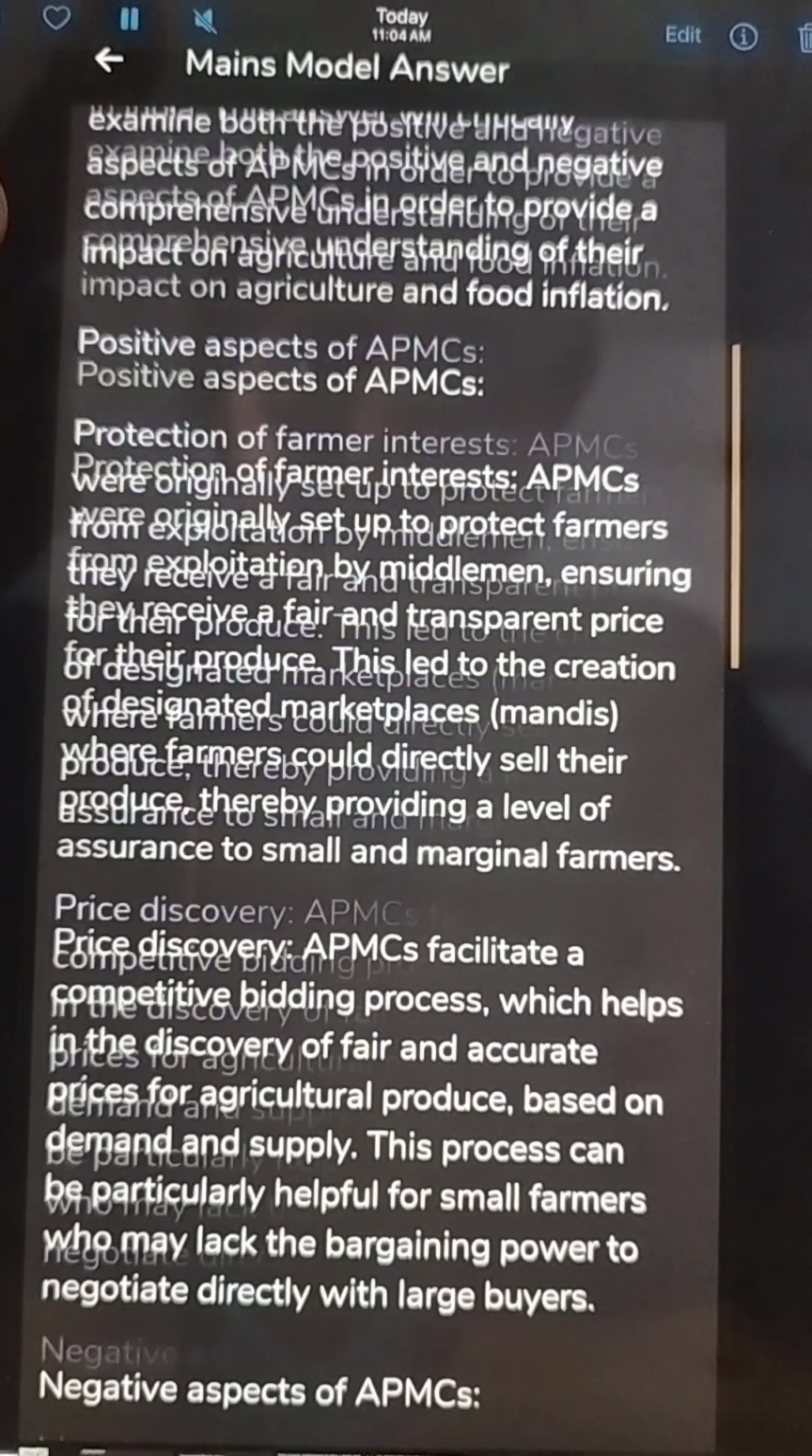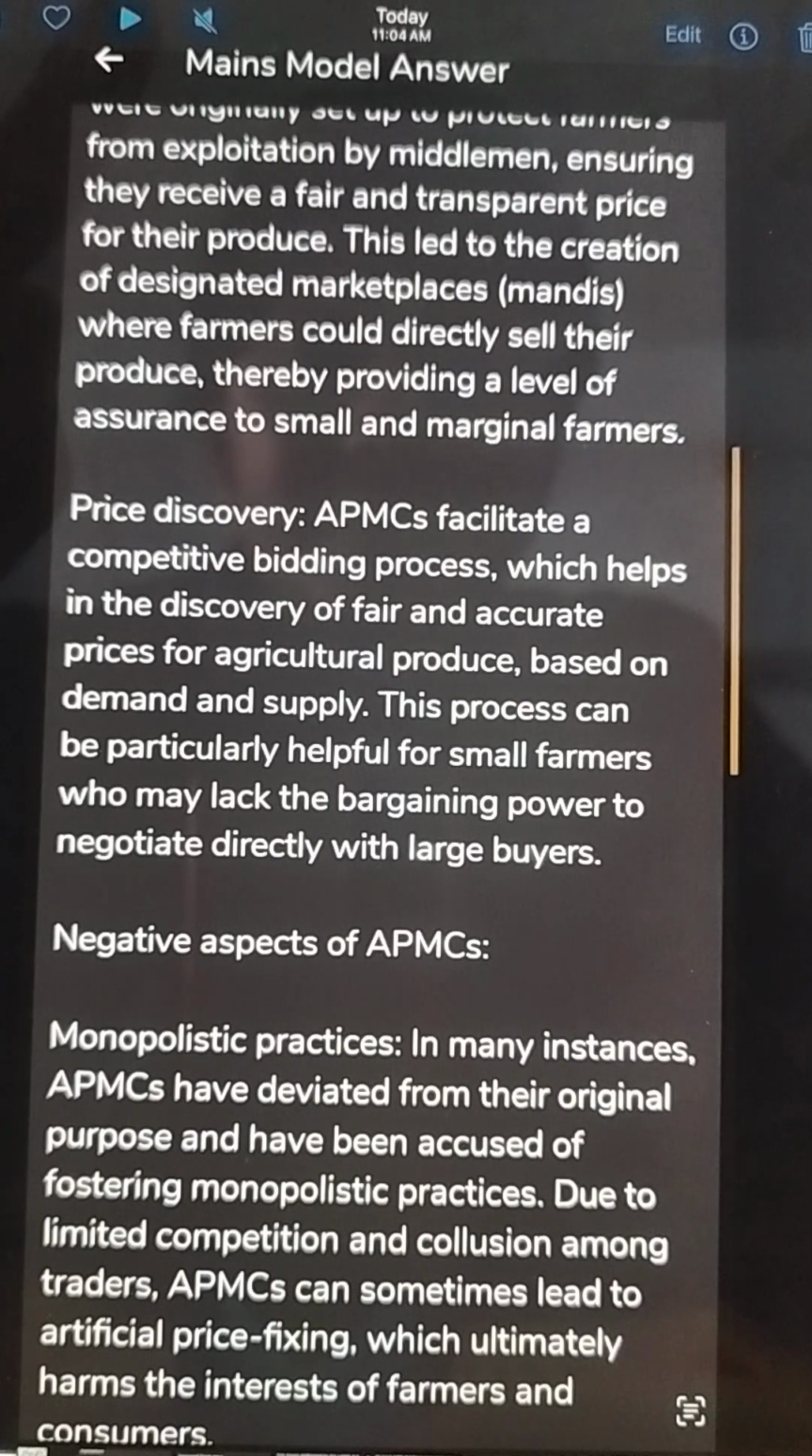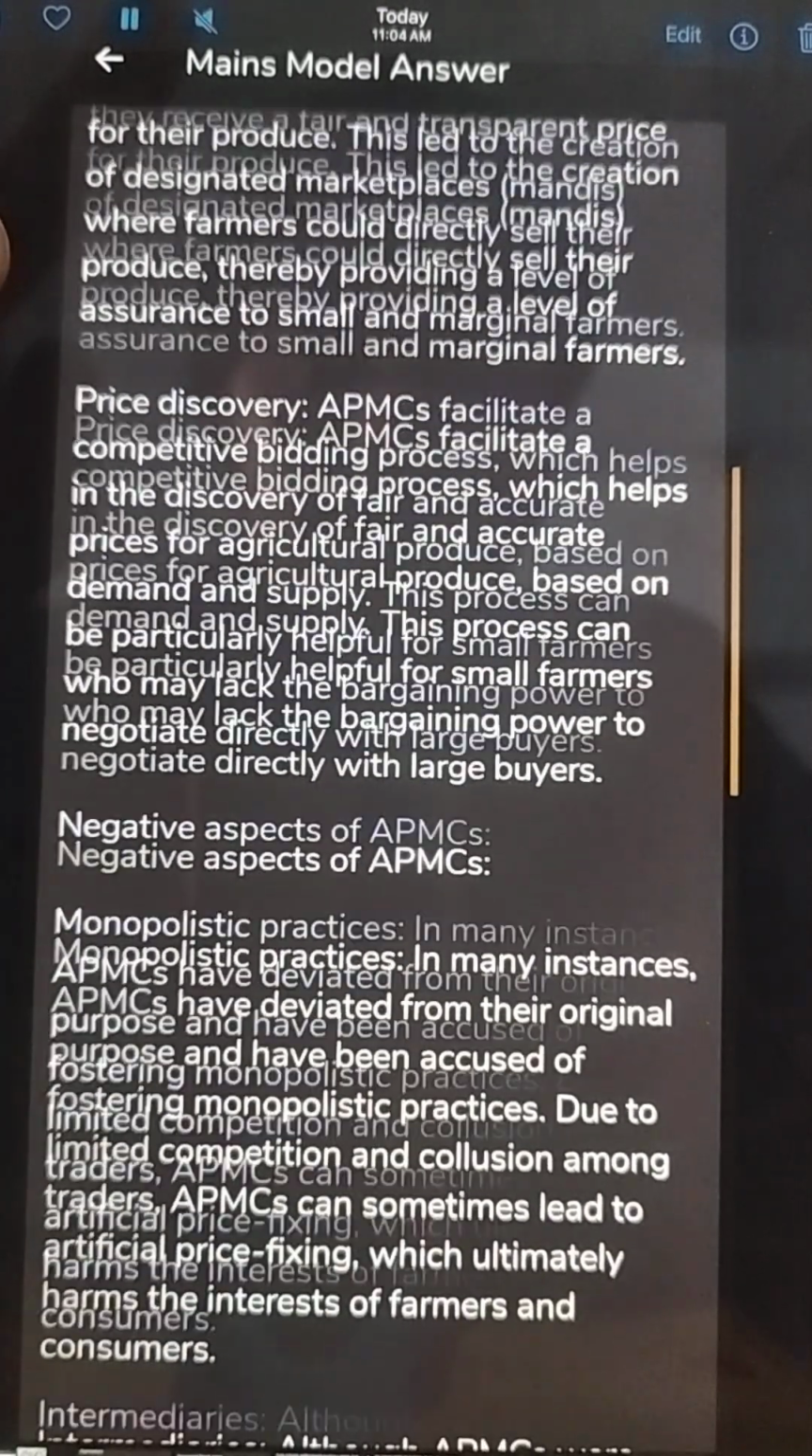Then second is price discovery. APMCs facilitate a competitive bidding process which helps in the discovery of fair and accurate prices for agriculture produce based on the demand and supply. This process can be particularly helpful for small farmers who may lack the bargaining power to negotiate directly with large buyers.